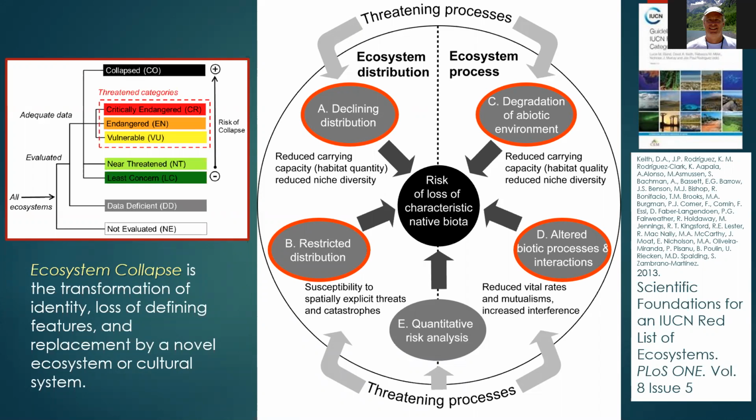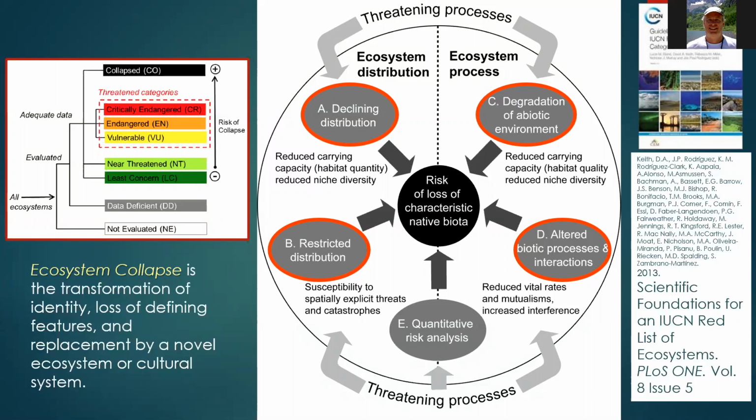Perhaps most fundamentally, we acknowledge that while species go extinct, and hence the Red List of Threatened Species aims to gauge the risk of extinction, ecosystems do not go extinct, but rather transform into novel ecosystems. Therefore, the aim of the RLE is to assess the risk of range-wide ecosystem collapse. That is, the transformation of identity, loss of defining features, and replacement by novel or cultural ecosystems.